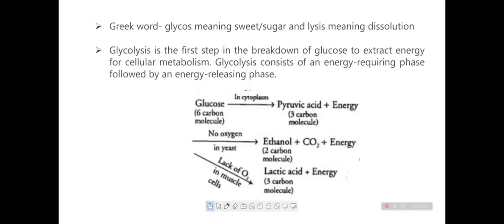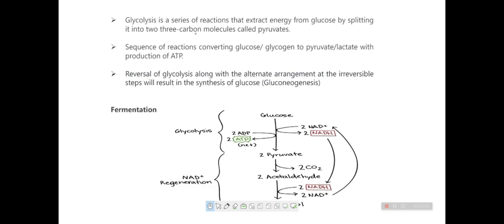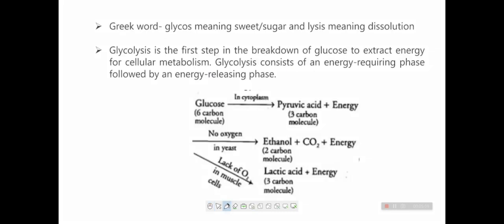So, from the Greek, glycolysis. Glycolysis is made up of what? Glyco and lysis. Glyco means sugar, sweet in nature, right? And lysis means breakdown or dissolution. So, what do you mean by glycolysis? It means breakdown of sugar. Glyco means sweet, sugar, and lysis means breakdown. Breakdown of sugar is known as glycolysis.